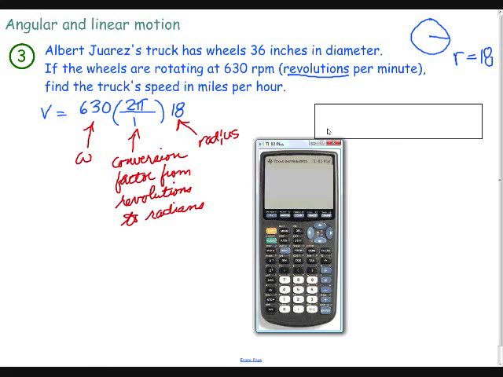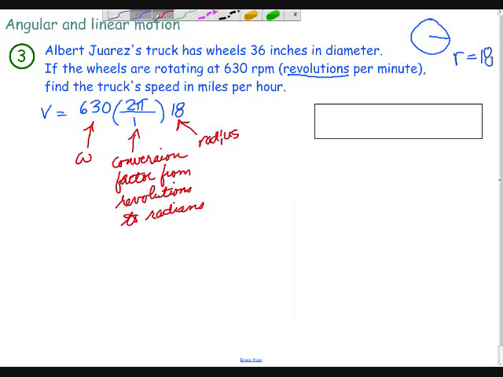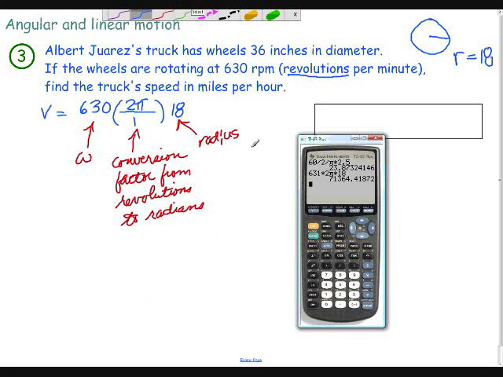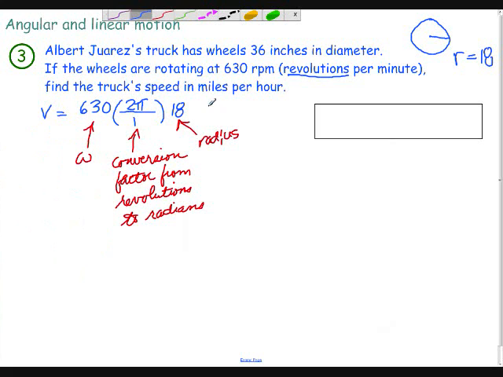We pull over our calculator. We'll do this. We get 630 times 2 pi times 18, and we end up with 71,364.4, we'll say. But what are my units of measure here?